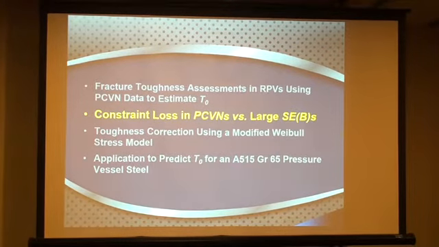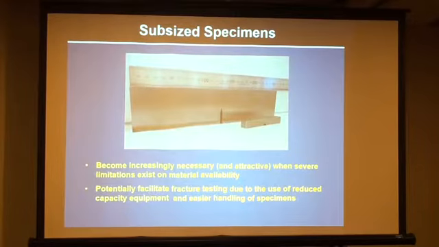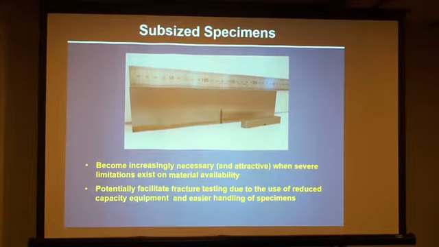When we're using the pre-cracked Charpy specimens, the issue then is the difference between a smaller specimen and even smaller. We have seen here specimens with 0.4T, pre-cracked Charpy, 2 millimeters, 3 millimeters thick. But the reason to use these is because it facilitates the fracture testing. And it's very attractive because of material availability.